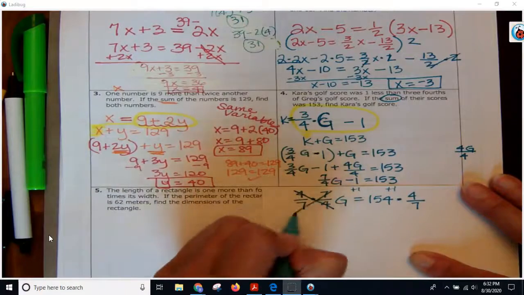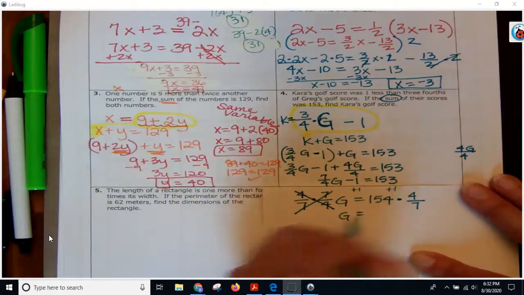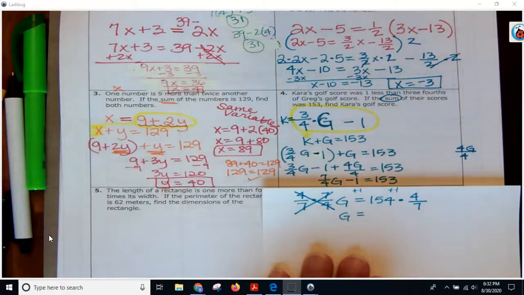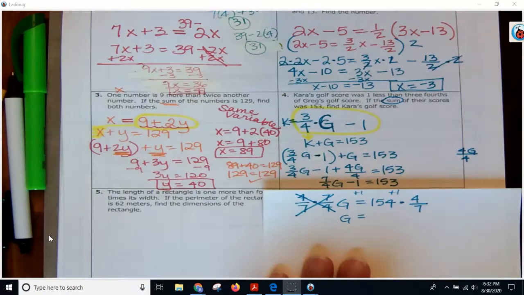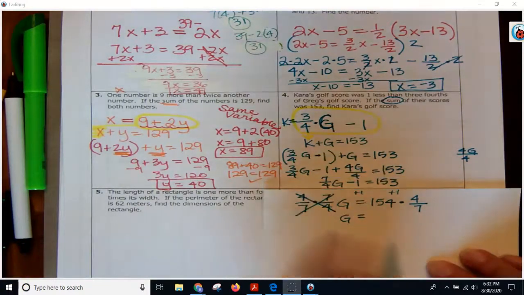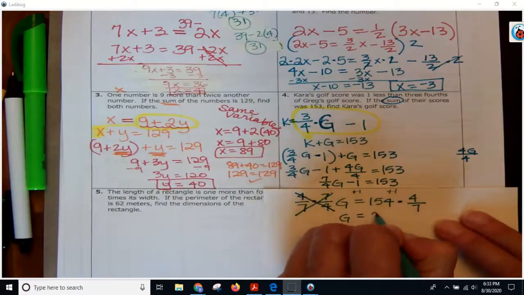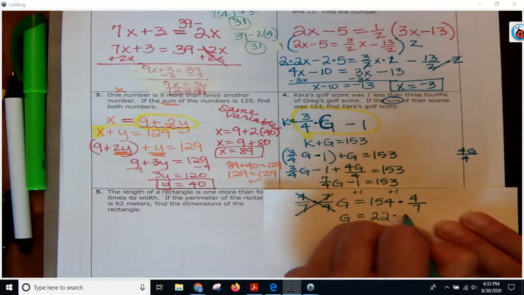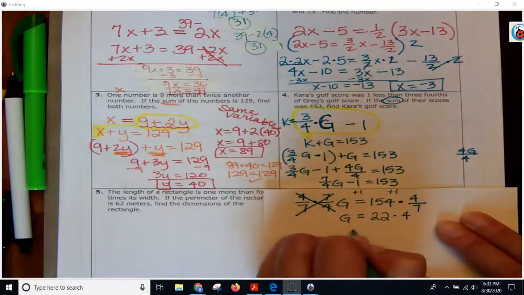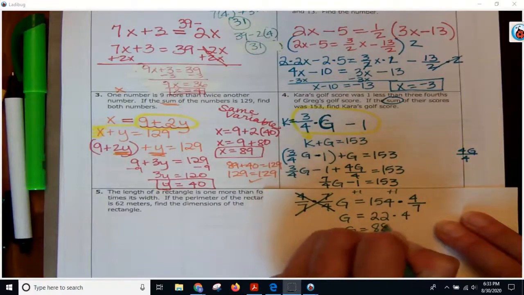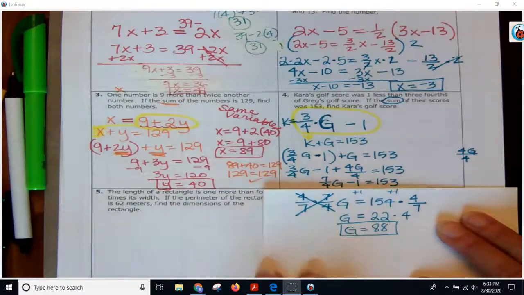I get 1 here, so G equals 154 times 4/7, if you put it in your calculator or figure it out, or just do it long ways, is going to give you, who knows? Well, 7 goes into 15 twice. You get 1 remainder. 7 goes into 14 twice times 4. And I'm going to get G equals 88. So Greg's golf score is 88.